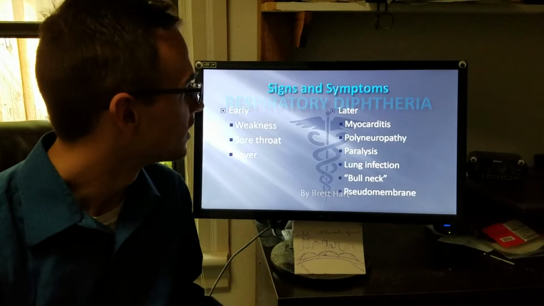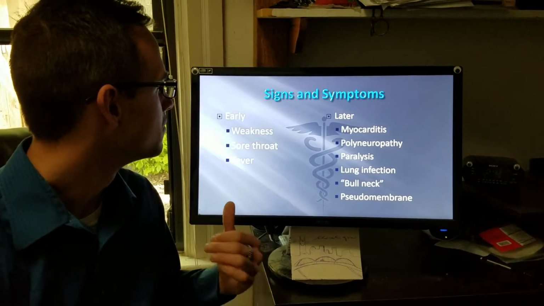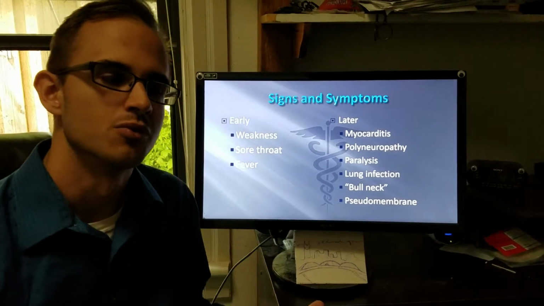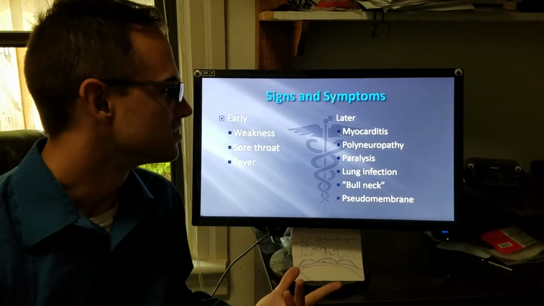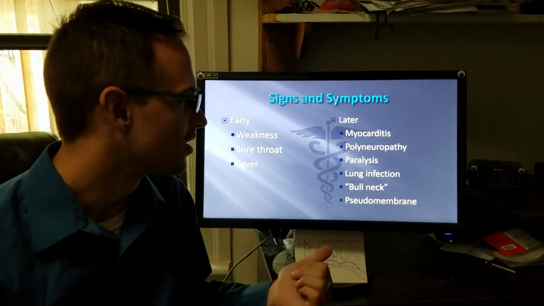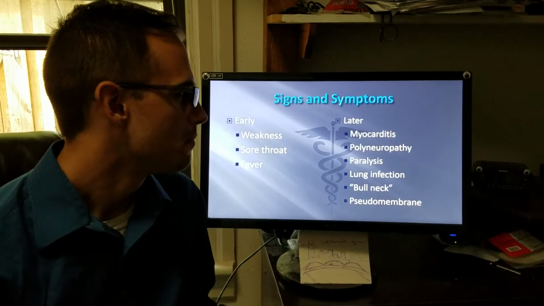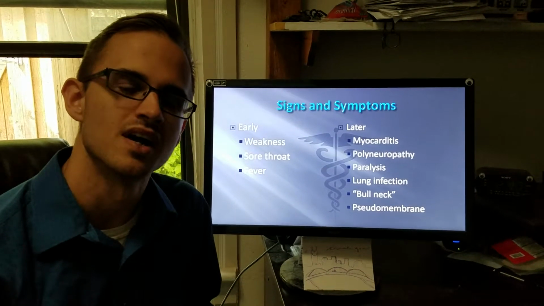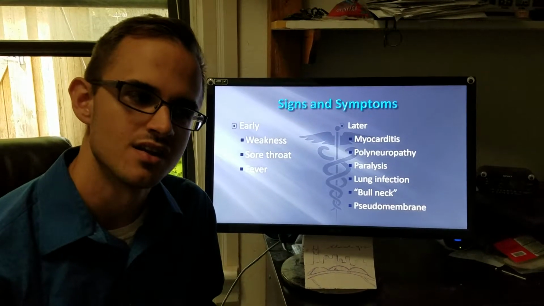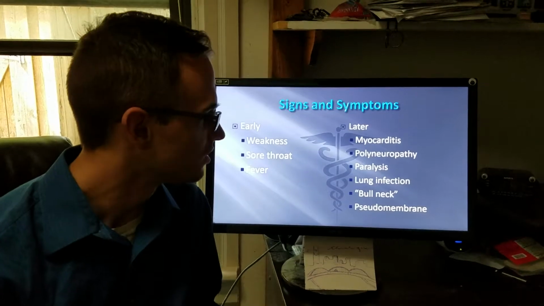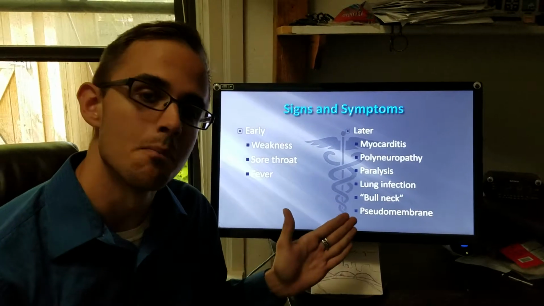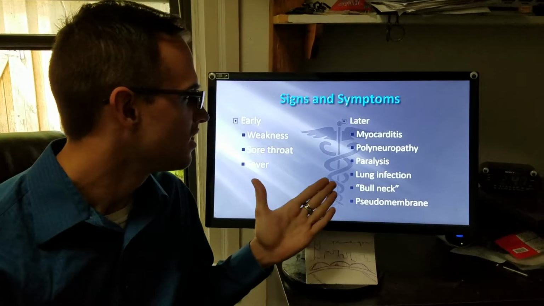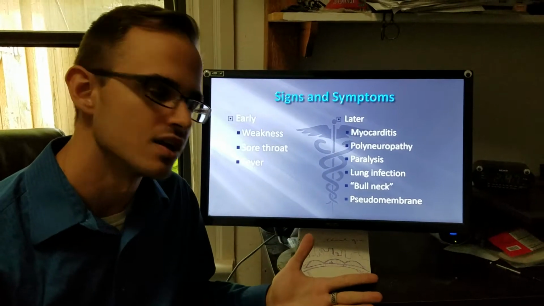Jumping right into it, we're looking at signs and symptoms. We have earlier and later. Unfortunately, earlier symptoms look more like influenza, but the later symptoms are where it becomes serious. You're looking at myocarditis, polyneuropathy, and paralysis, which is caused by meningitis and encephalitis. Unfortunately, these may or may not occur, and the sore throat is more of a definite. These may or may not occur depending on where it is.